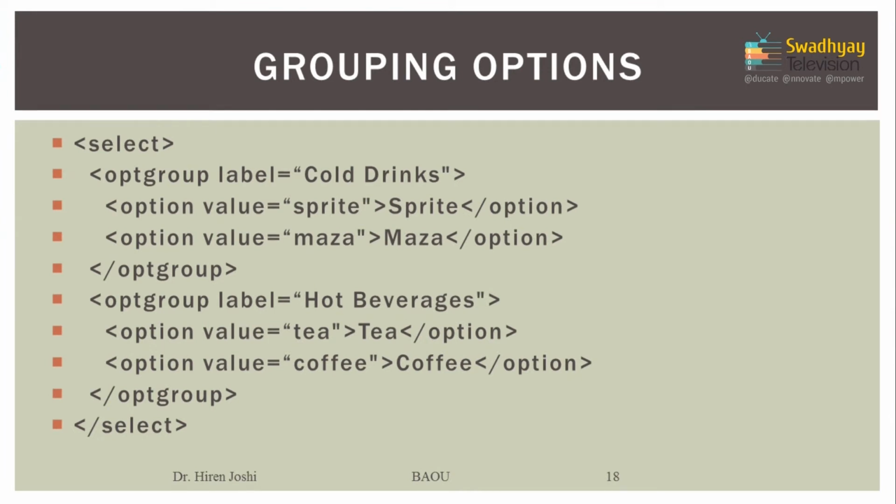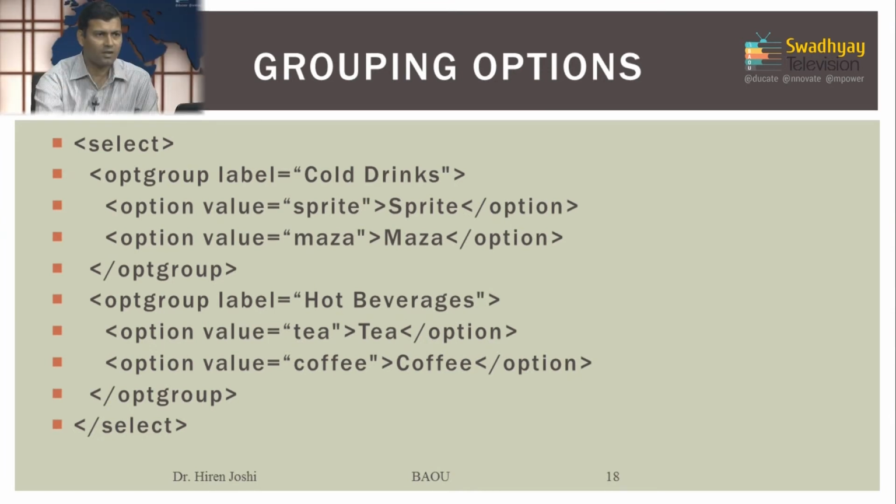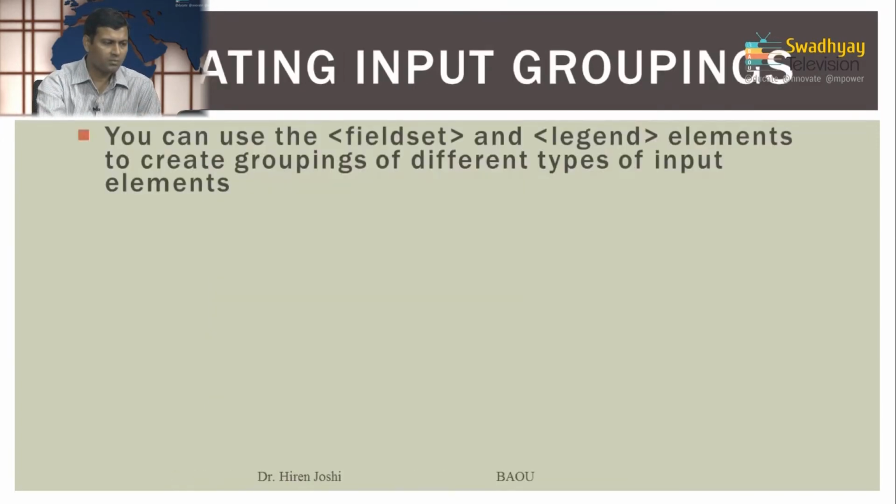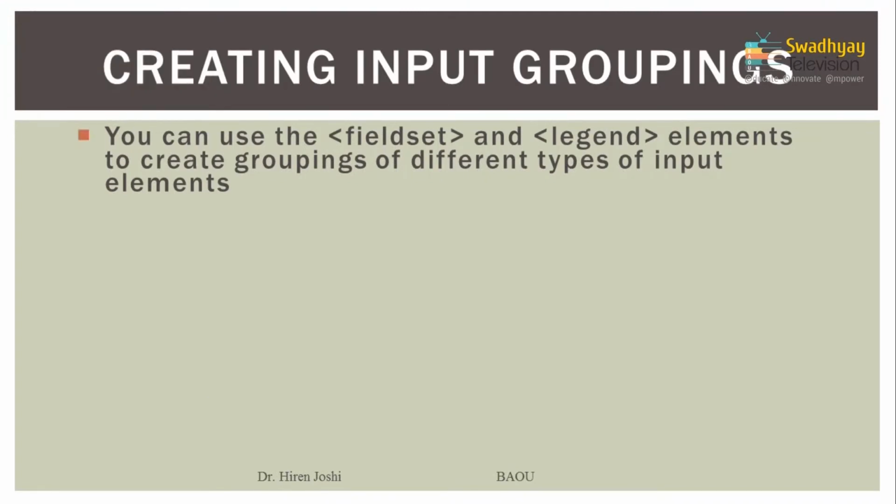So, I give just one example, you can write select and there is one special tag called optgroup label, and inside that label you can make groupings. Let us say for example, for cold drinks I write Sprite and Maaza, and for hot beverages tea and coffee. So when you click on this drop down button, it will display like this. Sometimes you may require to create groupings.